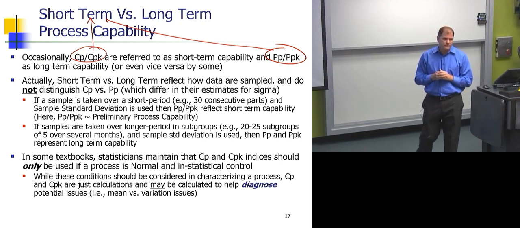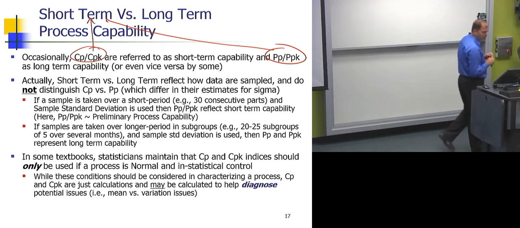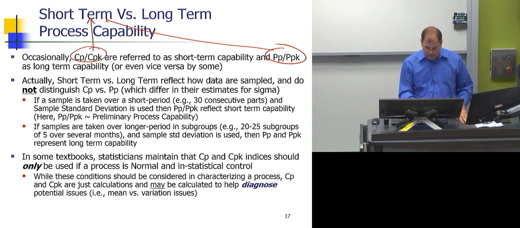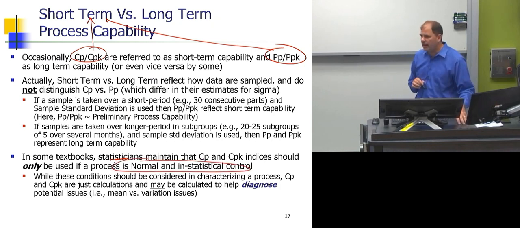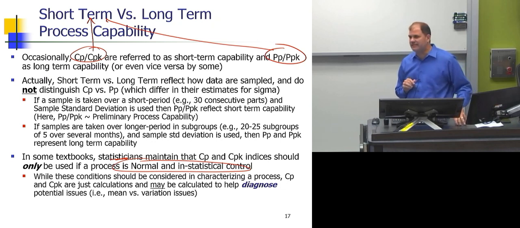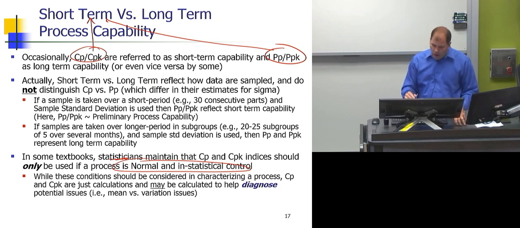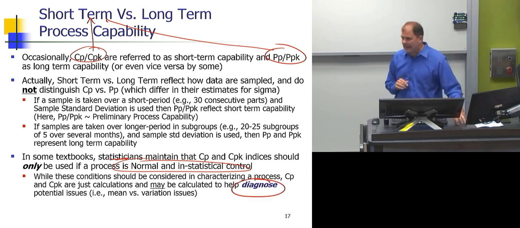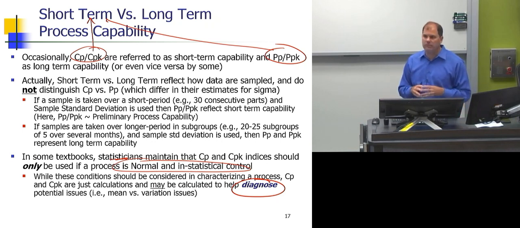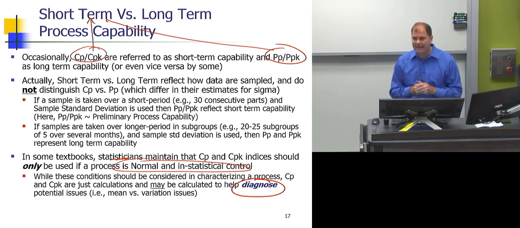In this class, or I should say one more thing, you might pull up a textbook, and a textbook might say that you should only ever do this if you can demonstrate the process is normal and in statistical control. And if you believe that, there is no such thing as PP and PPK because they're just going to be the same thing. I will do all of these because I'm doing these for diagnostics. I am making a distinction, letting Minitab make all 4 calculations, but we're doing these for diagnostics.